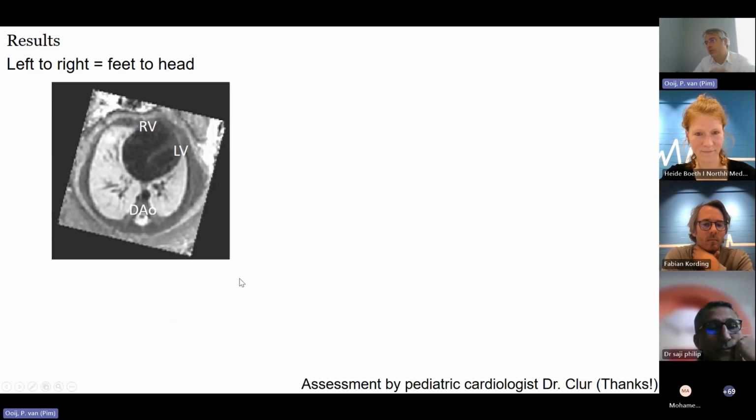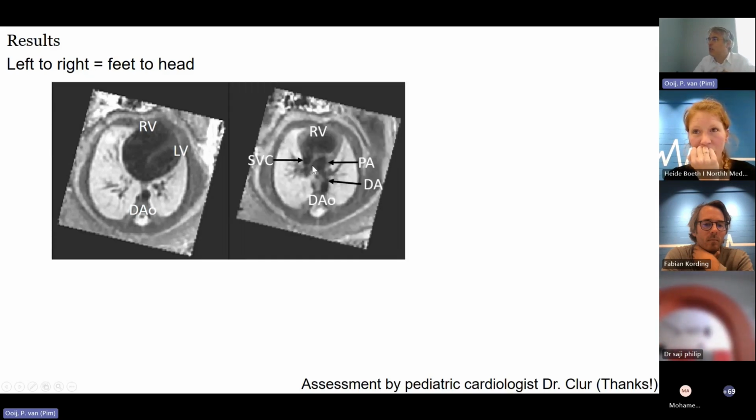That actually means we're going from bottom to top, right? From feet to head. So this is the heart. You can see a little bit of the septum. There's a left ventricle, there's a right ventricle, and there's a descending aorta. And now if we go up, we see that the pulmonary arteries actually are connected to the LV, right? I hope you all agree with that.